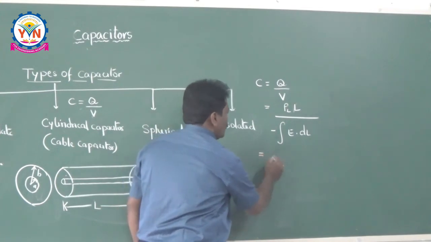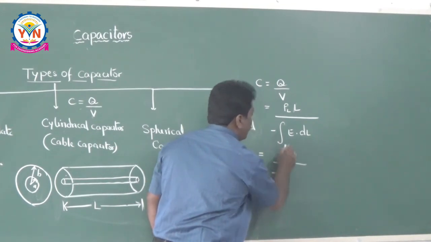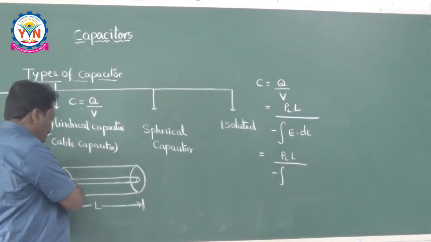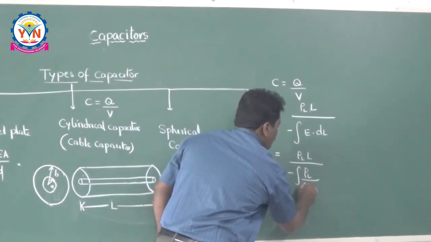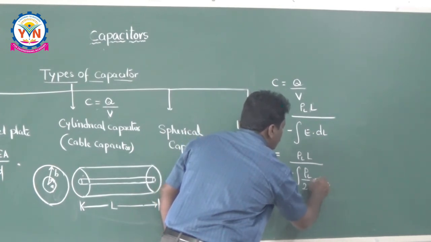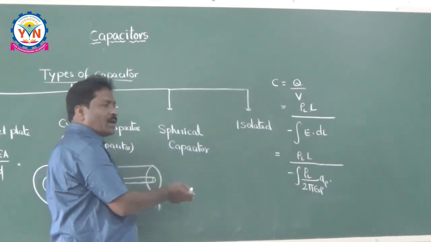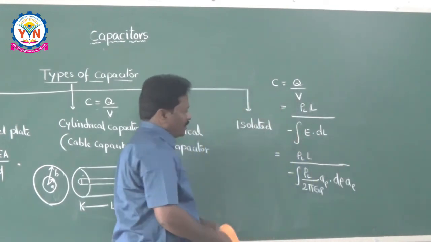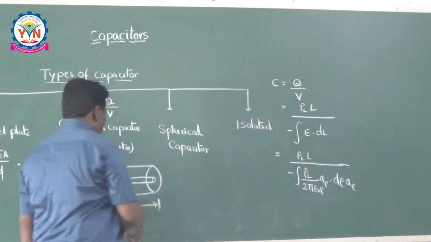So that is equal to rho L into L divided by minus integral. What is the electric field intensity for a line charge? You have to remember all these formulas. What is the electric field intensity of the line charge? Rho L by 2 pi epsilon naught into rho, in the rho hat direction. What is the length element? The length element is also like this, d rho into rho hat. So friends, rho hat dot rho hat becomes 1 and you have to integrate this expression from the initial value to the final value.